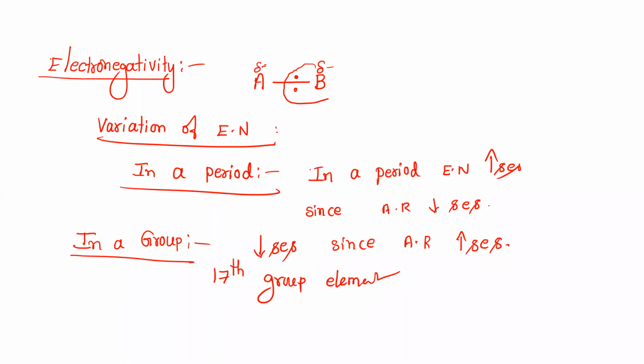In that 17th group, which element has highest electronegativity? From top to bottom, it decreases. So the first element has more electronegativity. Okay. So now the highest electronegative element is fluorine. Fluorine is the highest electronegative element.